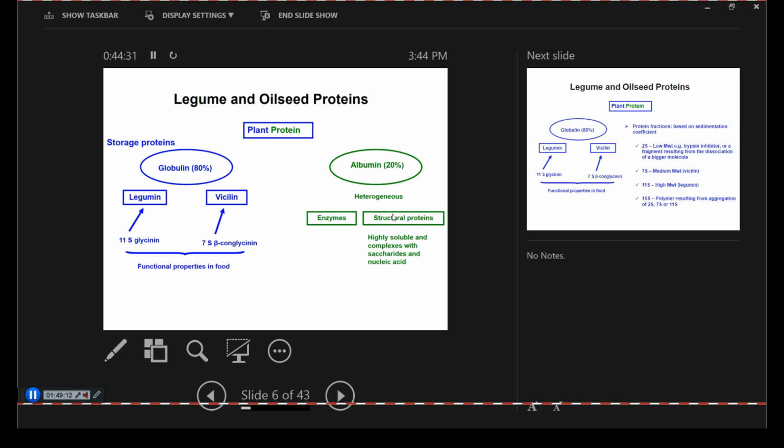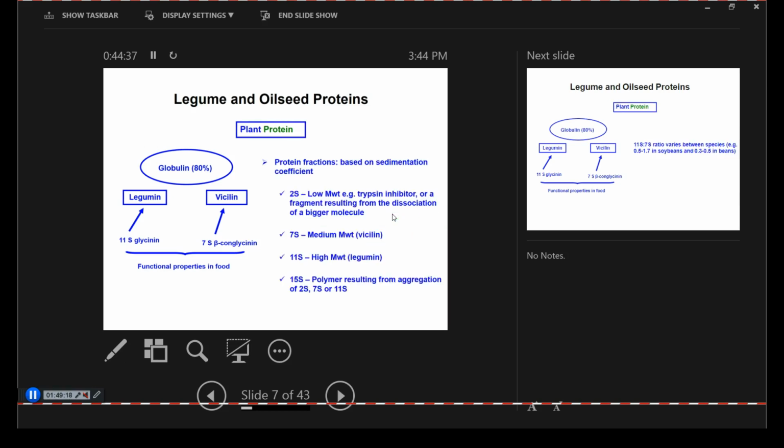Okay, so like I said, these are the functional proteins. They are responsible for the functional properties in food. They are divided into fractions based on sedimentation coefficient. So we can still have 2S within this category, and these are low molecular weight trypsin inhibitors. They are fragments resulting from dissociation of a bigger molecule.